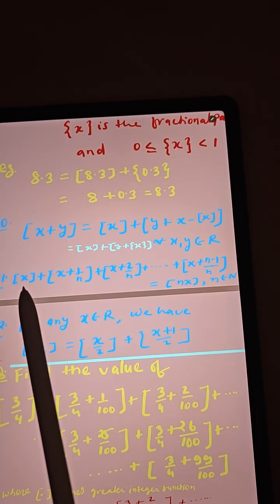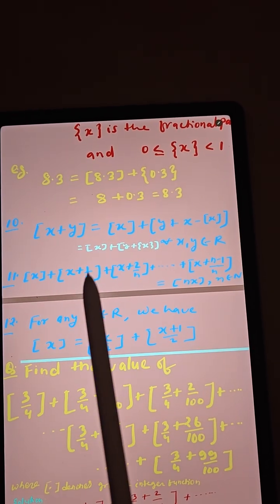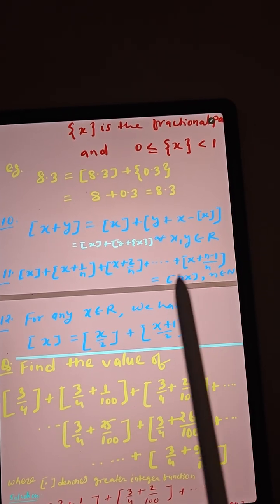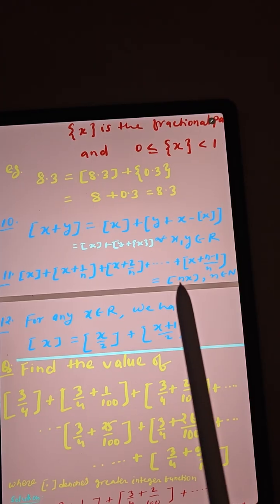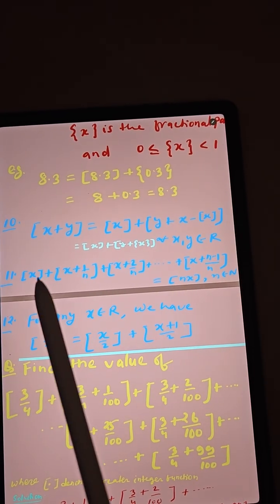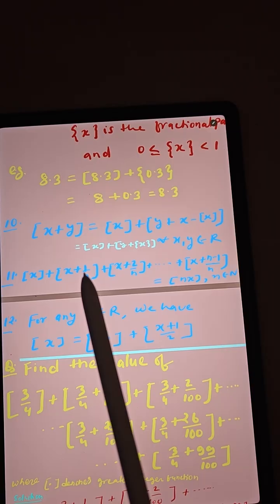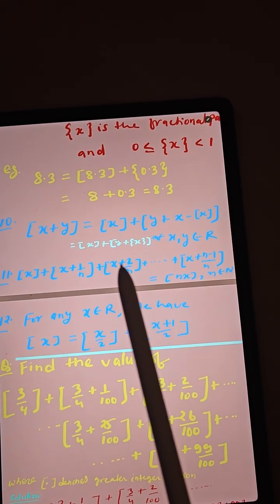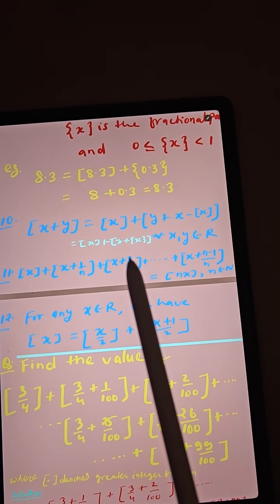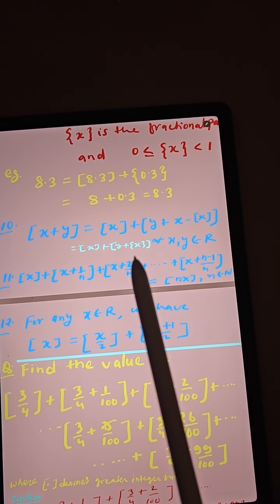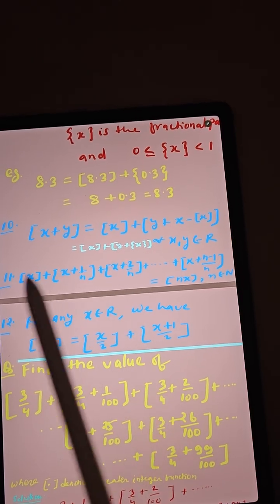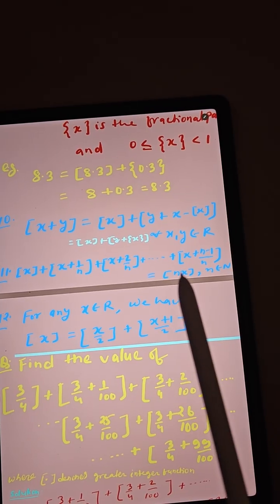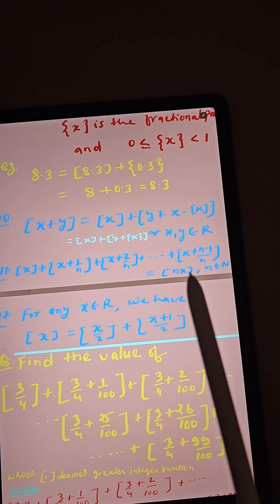One more property: the greatest integer function of x, plus of x plus 1 by n, plus of x plus 2 by n, and so on up to x plus n minus 1 by n, will give you the greatest integer function of n into x. Why? You can understand like this. The greatest integer function of x and this is the fractional part. So this will also give you the greatest integer function of x only. This will also give you the greatest integer function of x only. This is the fractional part, so there is no fractional part in the greatest integer function as output. So everything gives you x, x, x, up to n times x. So that is n times the greatest integer function of x, that is the greatest integer function of nx.